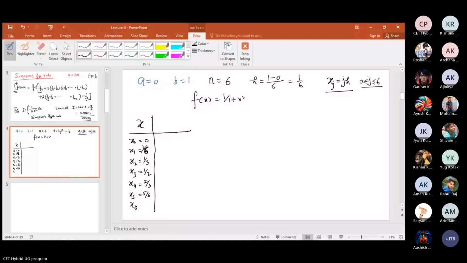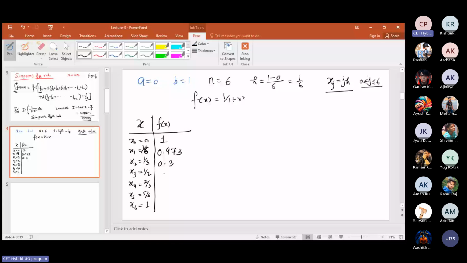Now f(x) is 1 by 1 plus x square. So 1 by 1 plus 0, that is 1. So these values we can evaluate numerically using a calculator. 1 by 1 plus 1 by 6 square will give you 36 by 37. And you do the calculation, this will give you 0.973.